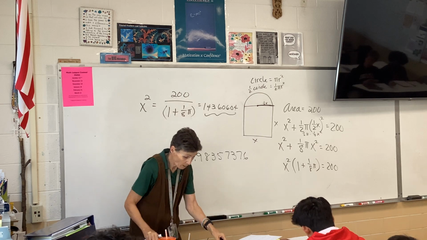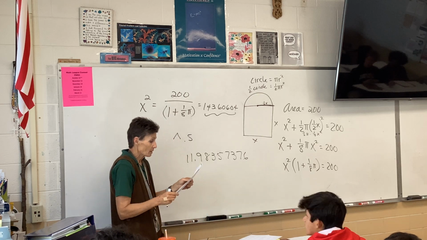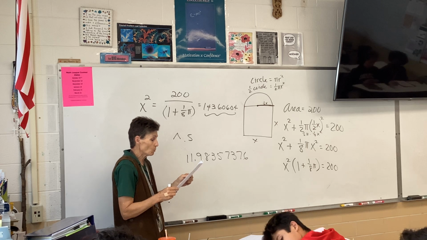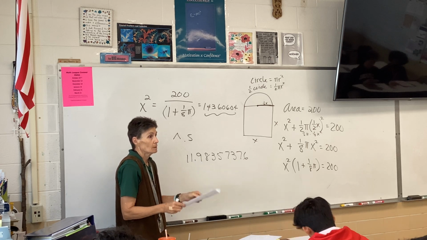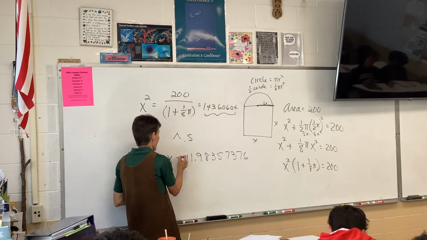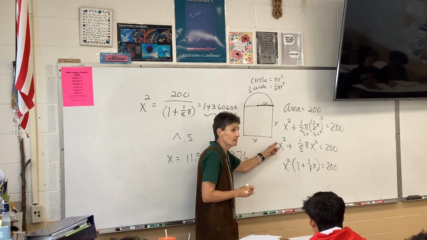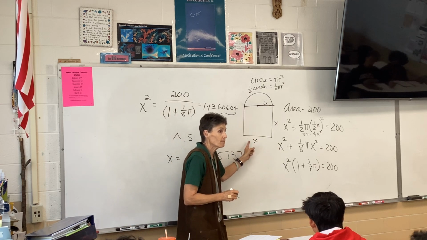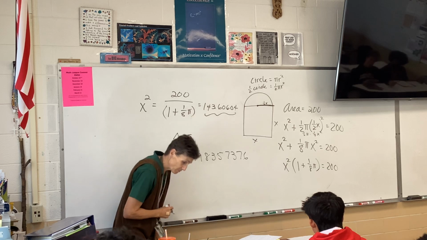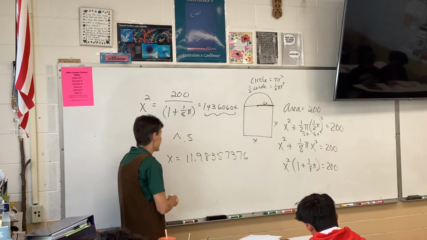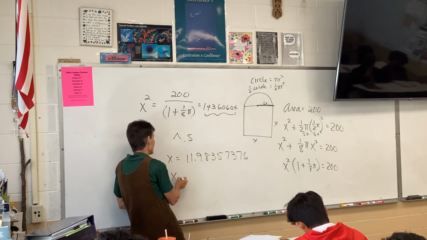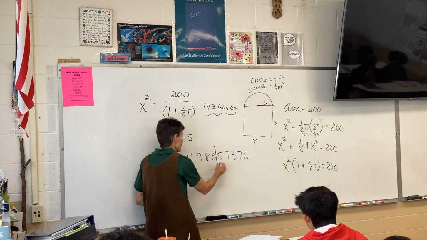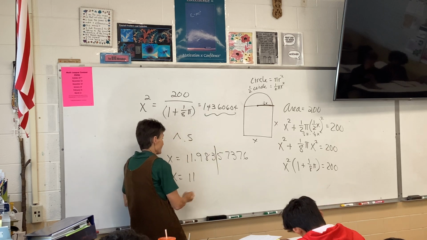Now, what was the question? The width, I'm asking for the width. Find the width of the window. So this was X. Is X the width of the window? Yep, so that's the answer. It doesn't tell me how to round it, so let's round it to the nearest thousandth. So the nearest thousandth would be right here.